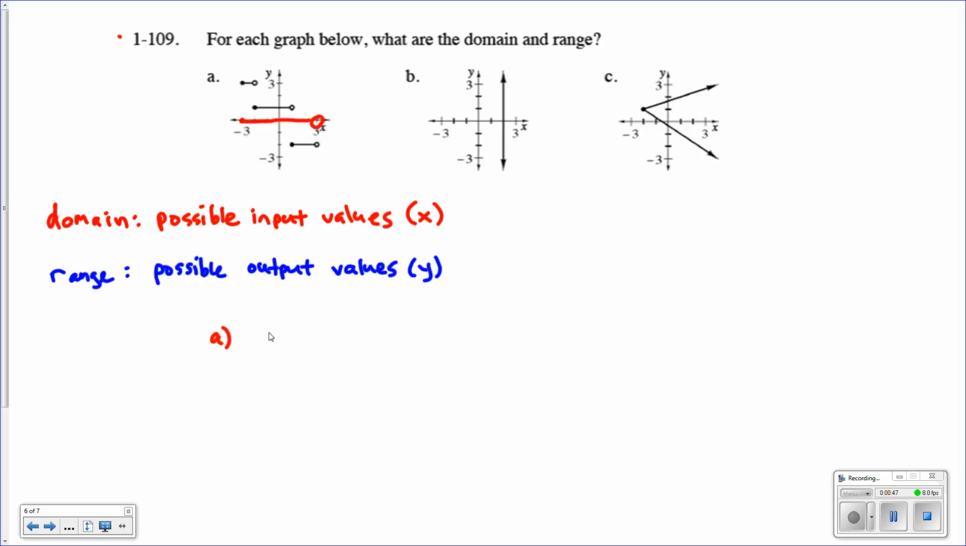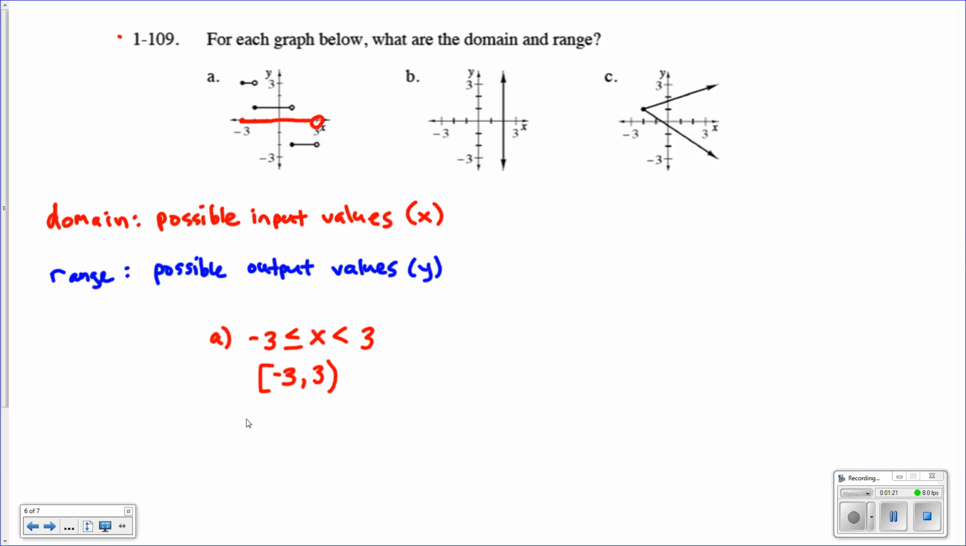So how can we write that? Just a couple ways. We could say -3 is less than or equal to x, which is less than +3. Or if you like the interval notation, we're being inclusive here and exclusive here. So we've got bracket -3, comma, +3 with a parenthesis.